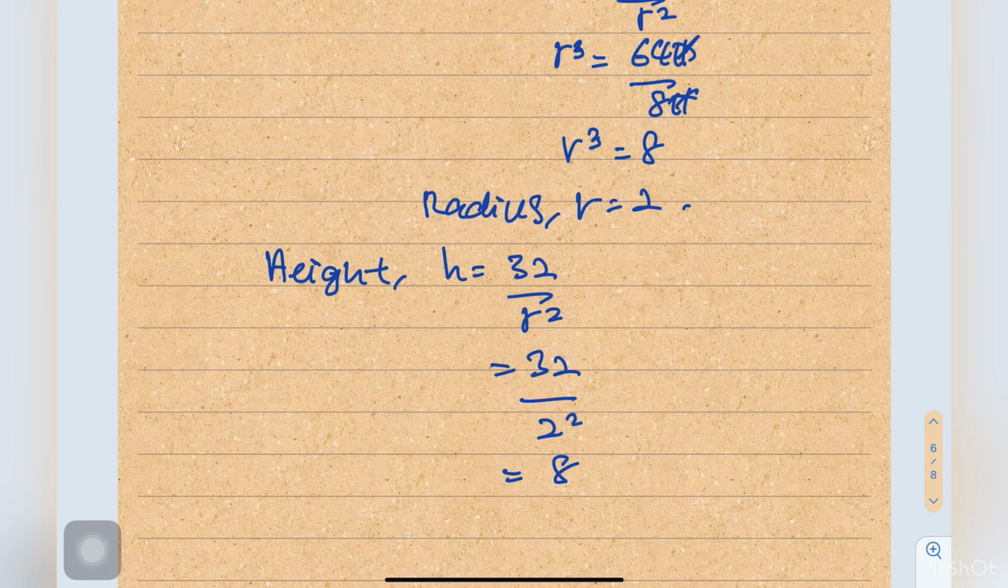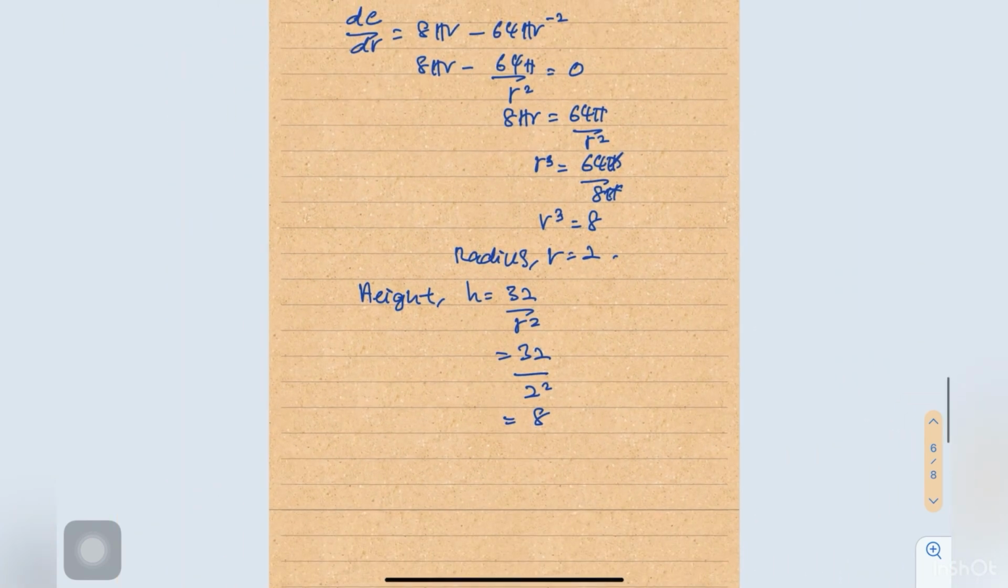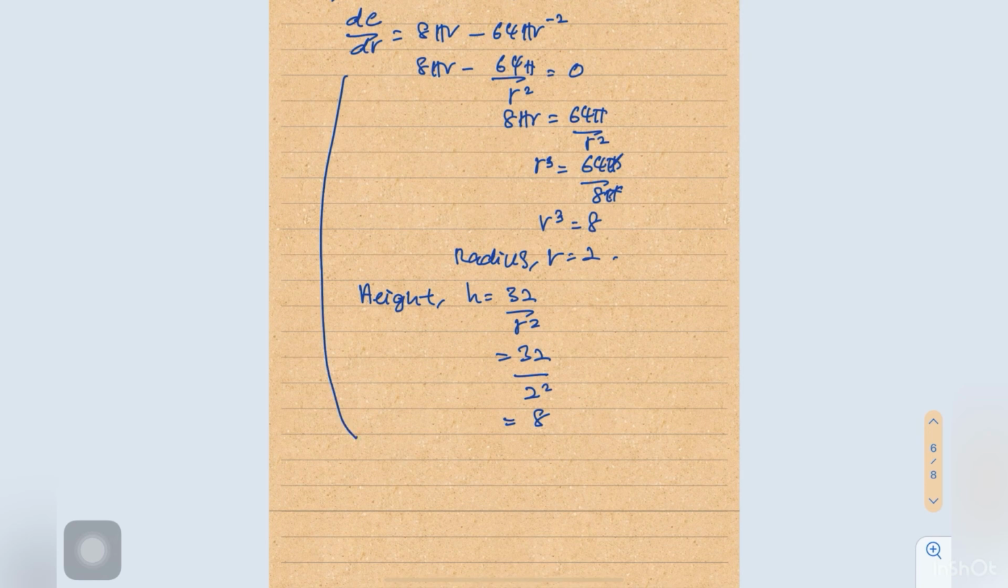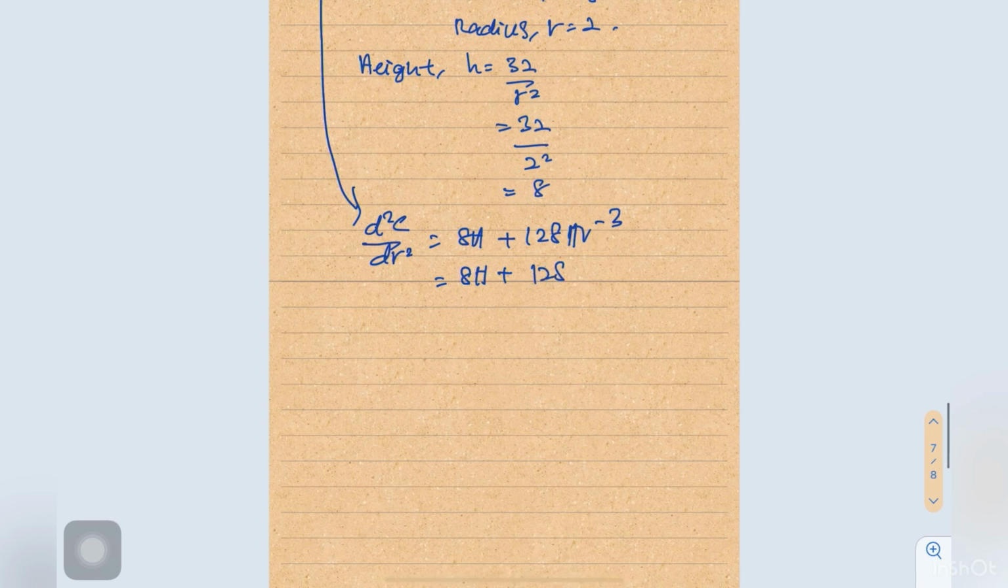Actually, we can prove the cost is minimum. Okay, so from the previous one, dC/dr, we differentiate another time. d squared C over dr squared becomes 8 pi plus 128 pi r to the power of -3. So 8 pi plus 128 pi over r cubed. 8 pi plus 128 pi over 2 cubed. Okay, this one is 24 pi. 24 pi is more than 0, so we get a minimum.